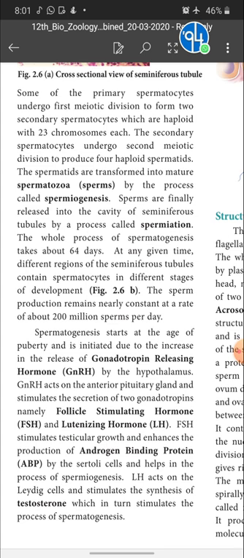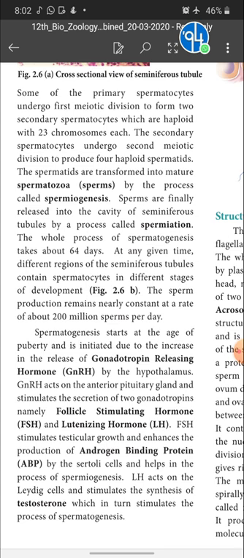The whole process of spermatogenesis takes place in about how many days? 64 days. From spermatogonia to the formation of spermatozoa, it takes 64 days. And the formed sperms are released into the cavity of the seminiferous tubule by a process called spermiation. At any given time, different regions of the seminiferous tubules contain spermatocytes in different stages of development. So at any time, the seminiferous tubules of the testis consist of different stages of development of spermatozoa.